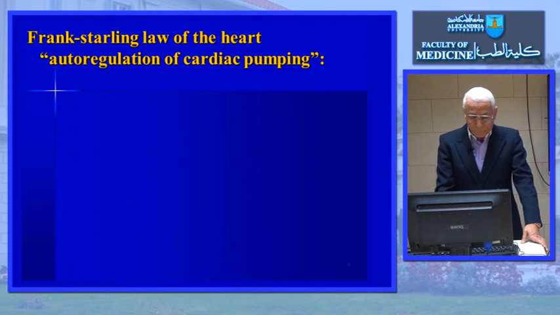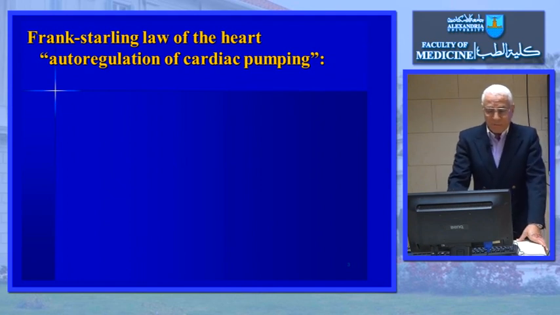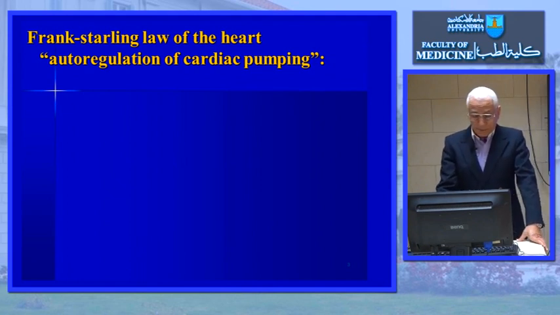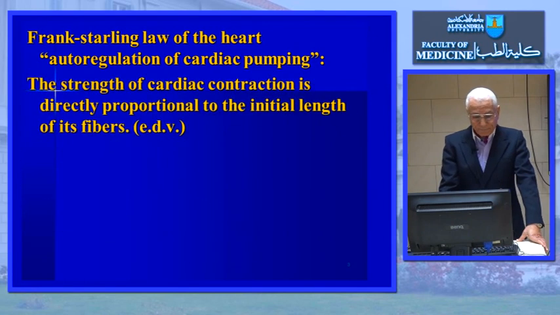This relationship exists not only in cardiac muscle but also in skeletal muscle. The Frank-Starling law is the basis of what is known as autoregulation of the cardiac pump. This law states that the strength of cardiac contraction is directly proportional to the initial length of its fiber. Here, instead of the initial length, we say end diastolic volume.